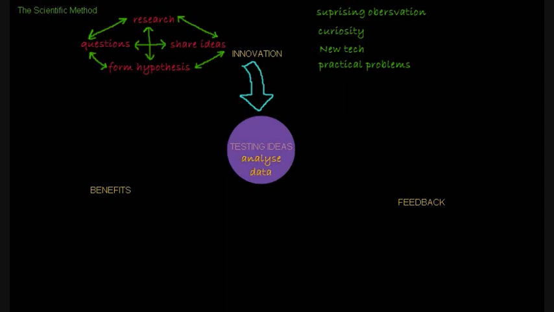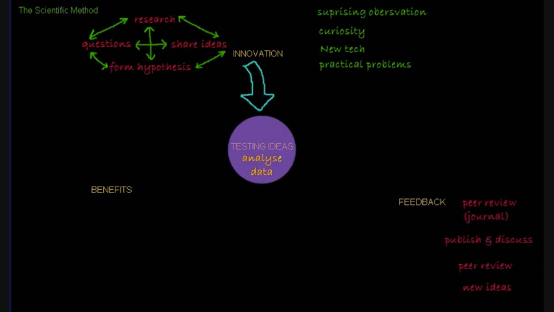Then we get to the testing stage, so we gather the data and we compare the expected results to the actual results, and from that we can tell if it's supportive, contradictory, surprising, or inconclusive. The surprising ones tend to lead to a new hypothesis. So after analysing data, the results are shared.